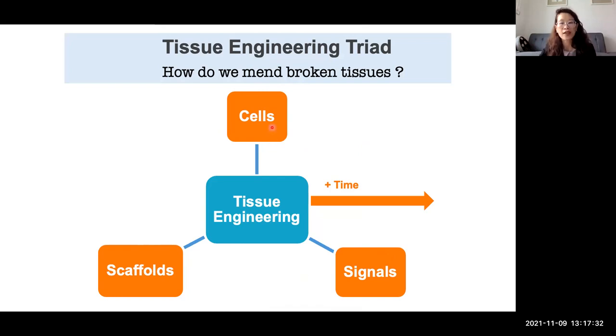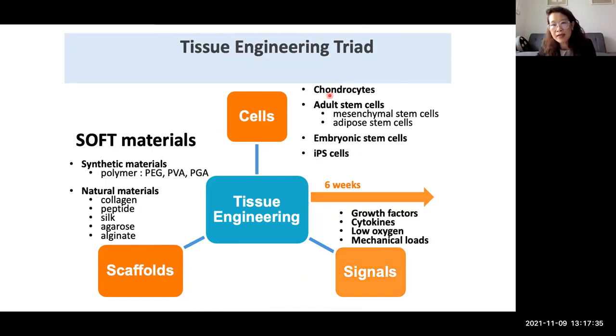Okay, so for the cells, I made a list here. You will see there's a lot going on here. For example, cells from primary cells, I use chondrocyte as an example, and then we can use adult stem cells. Now, everybody has stem cells in their own body right now. And then I will show you, back then, people were very interested in embryonic stem cells. And now we have another option, which is induced pluripotent stem cells, as a cell source to create the tissue.